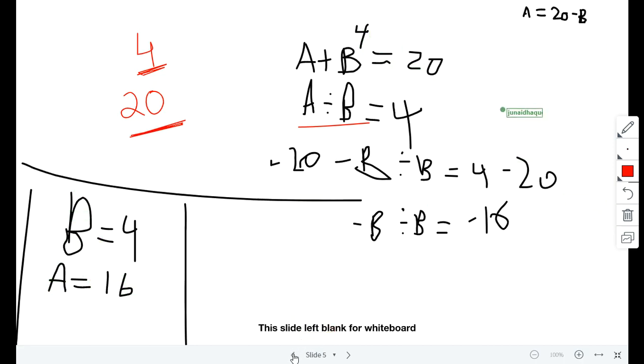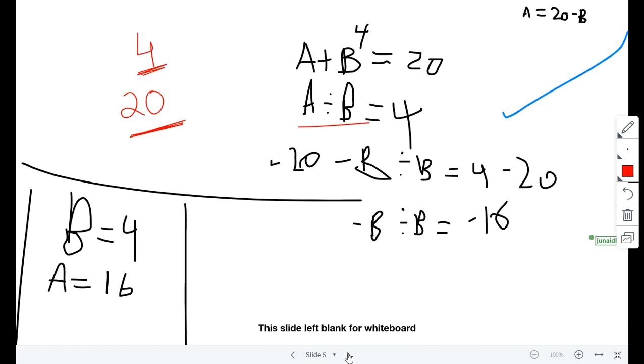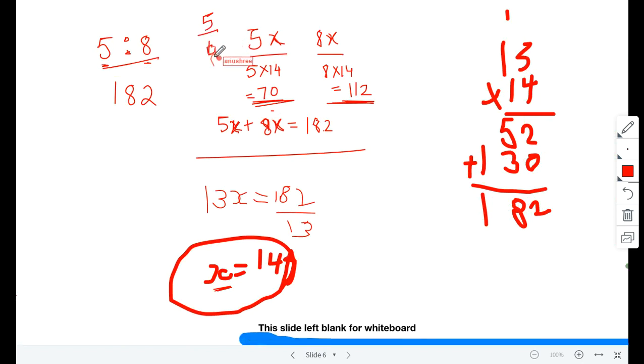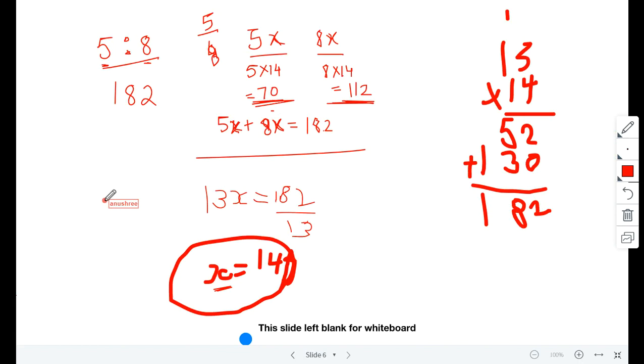So it's the same question. If you go back to this question, it's the same question that we were doing, except instead of the ages of two persons, there are two numbers. When you divide two numbers, you get 5 divided by 8, and when you add the two numbers, you get 182. Is this clear now?